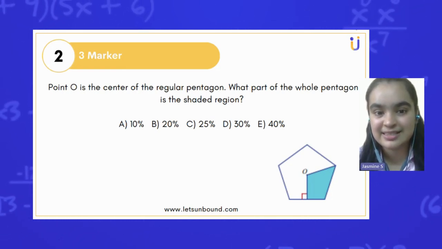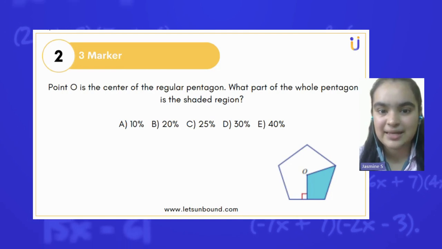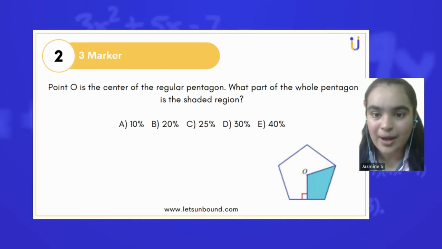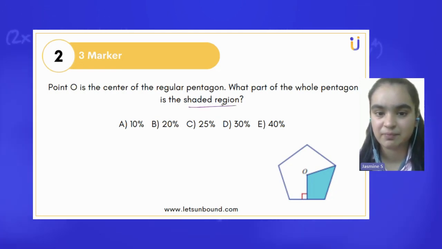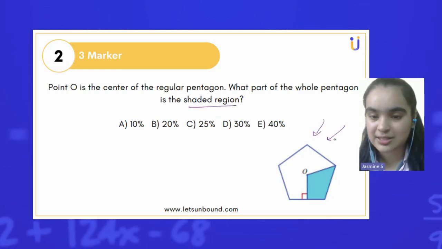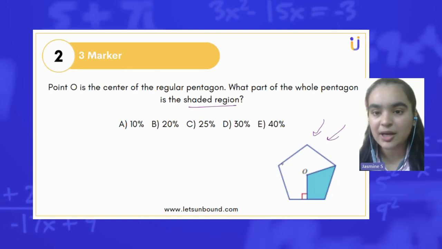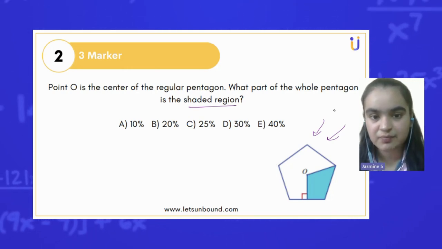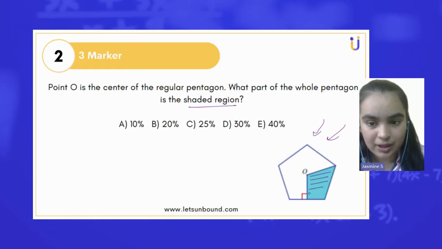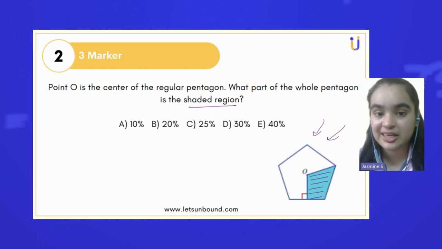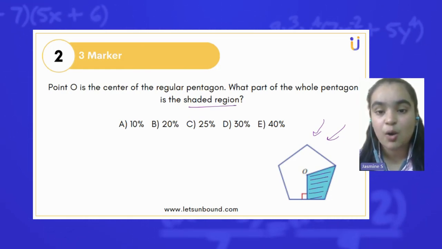Point O is the center of the regular pentagon. What part of the whole pentagon is the shaded region? So here is the pentagon, as you can see. And this pentagon has 5 sides, right? And this part of the pentagon is shaded, and we have to tell what part, what percentage of this whole pentagon is shaded.